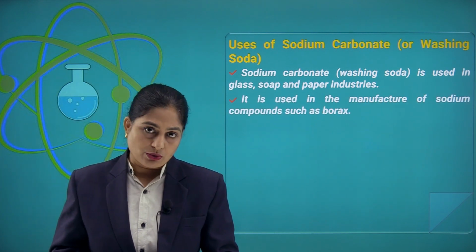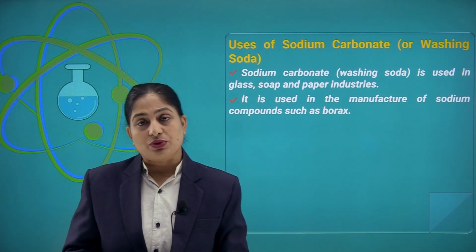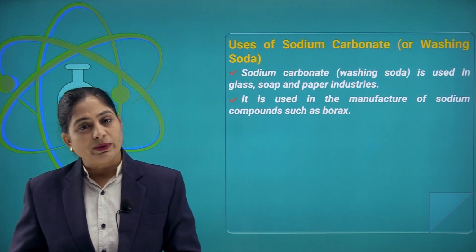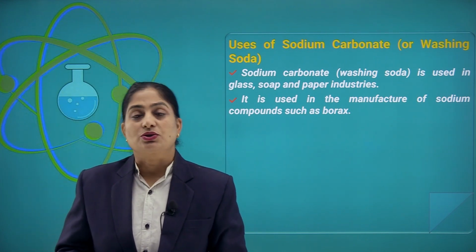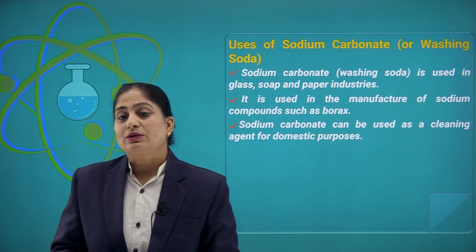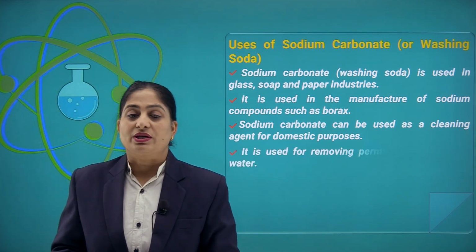When we talk about the uses of sodium carbonate, we say that it is used in making glass, that means it is used in the glass industry. It is used in making soap, and thus in the soap industry, in the paper industry, and in the manufacture of sodium compounds, especially borax. Then sodium carbonate is also used as a cleansing agent for domestic purposes.